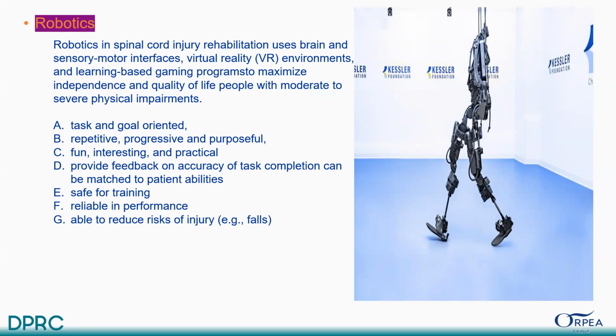Robotic rehabilitation is safe for training, like gait training, with very little chance of falls. It is reliable in performance: we can do repetitive movement for a longer period of time with reliability, and it is able to reduce the risk of injury.